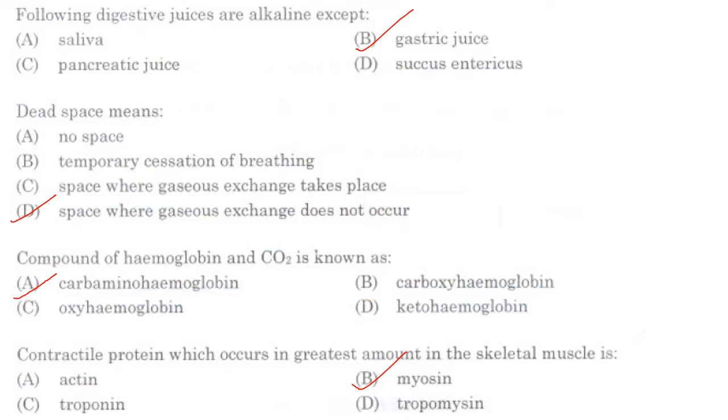Coming to the first question, following digestive juices are alkaline except. So all the digestive juices given in the options are alkaline except gastric juice, which is not alkaline. So the answer is option B.